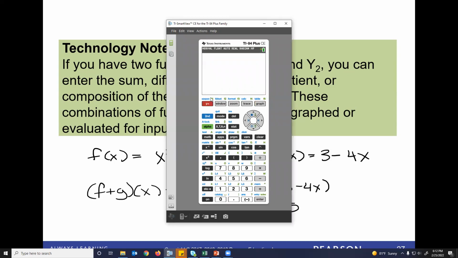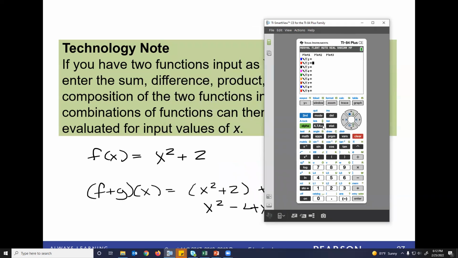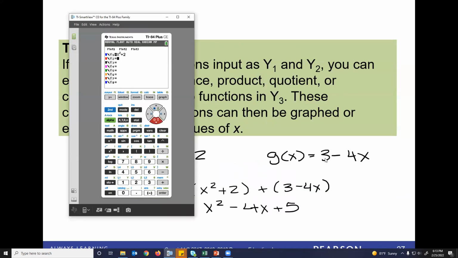Okay, and I'm going to go into y equals. I'm going to clear out everything I got here. And we're going to start by graphing in y1 the f function here. So I'm going to plug in my x squared plus 2. Oops, meant to put that in y1, sorry. So x squared plus 2. And then in y2, I'm going to plug in the g function, which was 3 minus 4x.